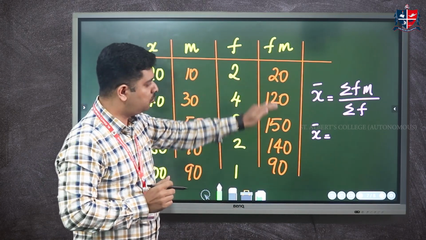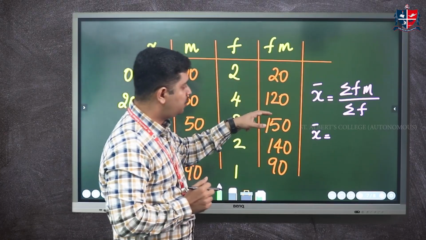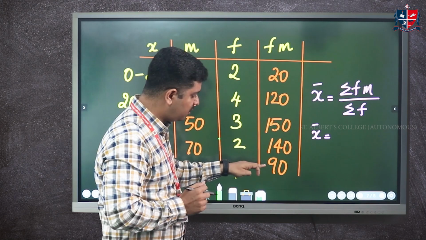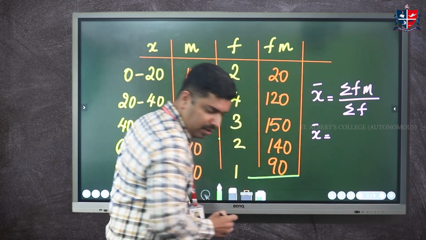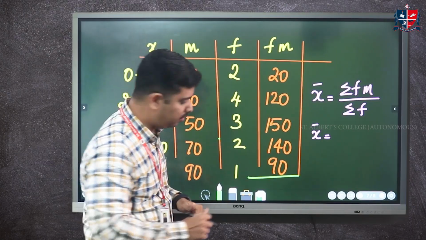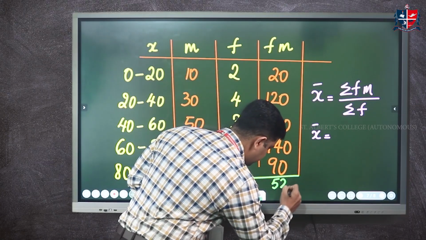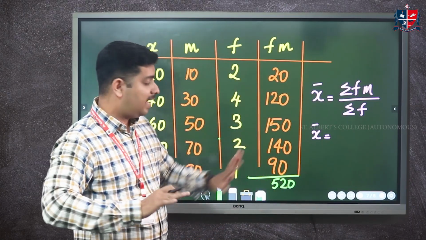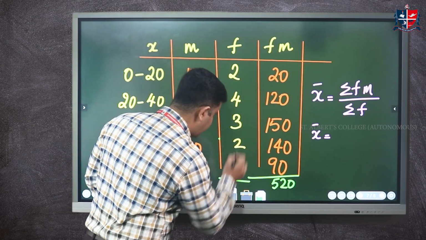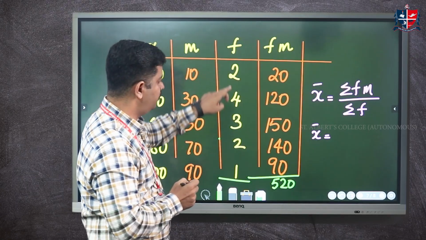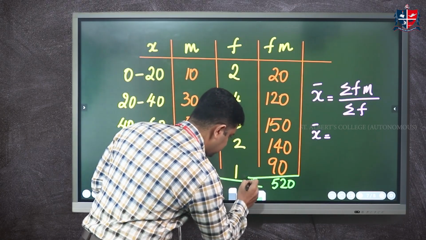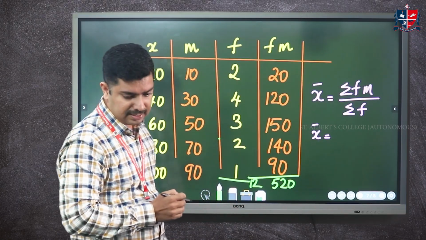Next, you are supposed to add these numbers. 20 plus 120 plus 150 plus 140 plus 90. You get the sum as 520. You can just use your calculator and find it. This sum is 520. Similarly, find the sum of frequency also. 2 plus 4 is 6, 7, 8, 9, 10, 11, 12. So the sum of F is 12.